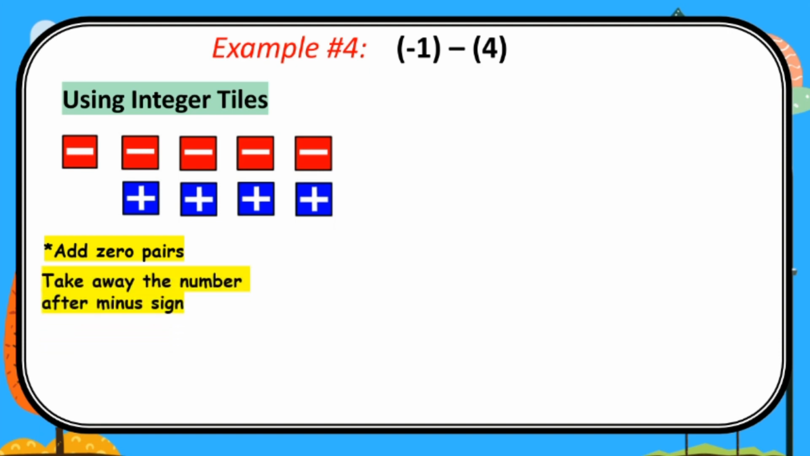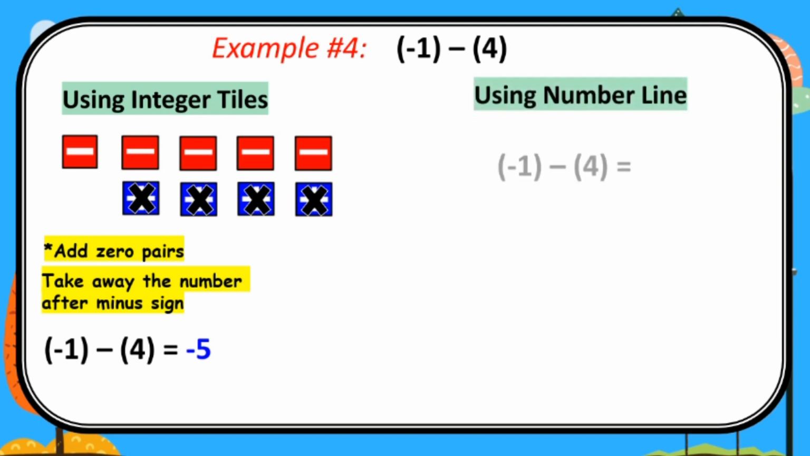Now, take away the number after minus sign. So, i-cross out na natin ang positive 4. So, we have 1, 2, 3, and 4. So, ang natira ay 5 negative tiles. Therefore, negative 1 minus positive 4 equals negative 5.